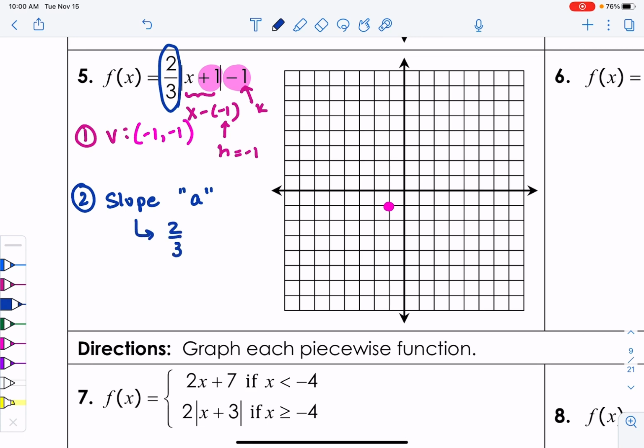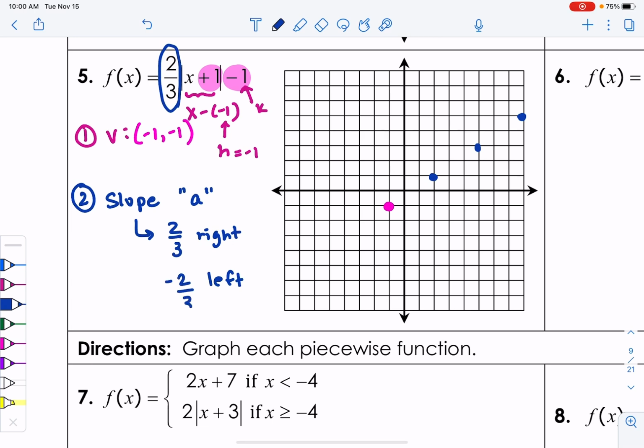So going off to that right-hand side of the vertex, we're going to go up 2 over 3. So up 1, 2, over 1, 2, 3. Up 1, 2, over to the right 3. Up 2 over 3.